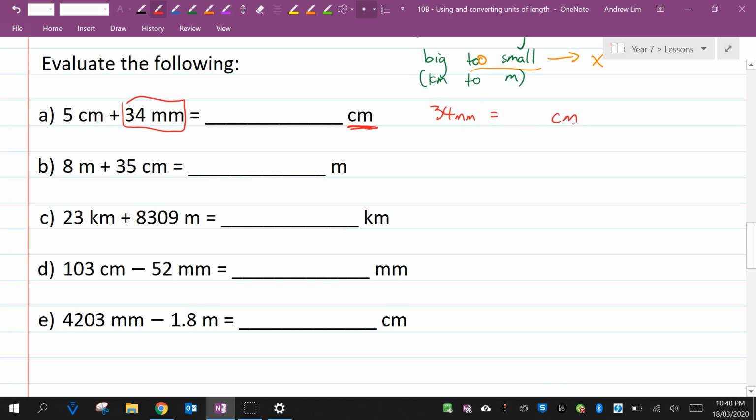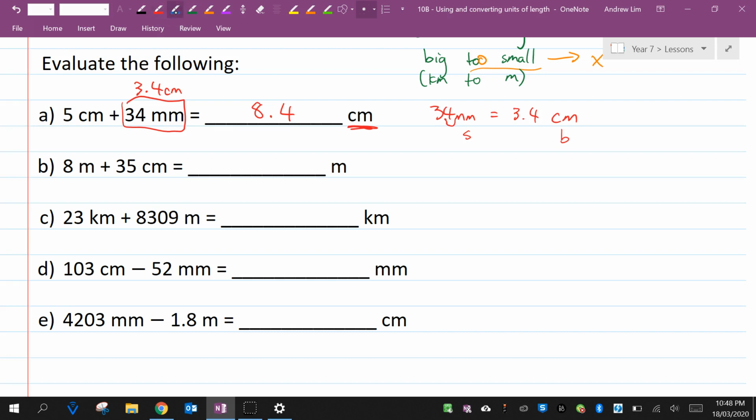Okay, so from millimeters to centimeters, from small to big, it's too big, I need to divide. I'm going to divide by 10 because there are 10 millimeters in a centimeter, which means I'm going to move the decimal to the left once, 3.4. So technically I've got 5 centimeters plus 3.4 centimeters, which is 8.4 centimeters. Okay, so pause the video, have a go with the rest of these yourselves, and when you're ready you can continue.